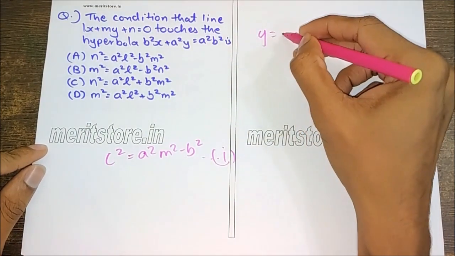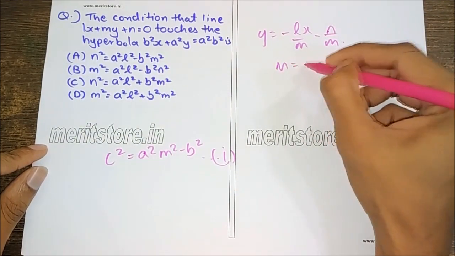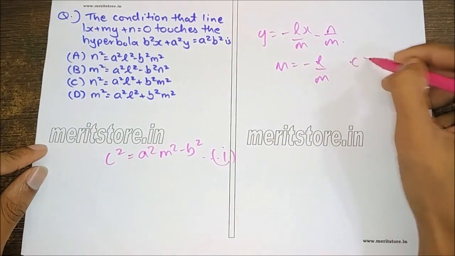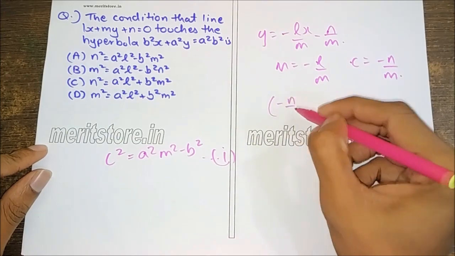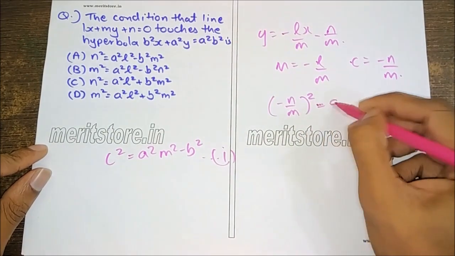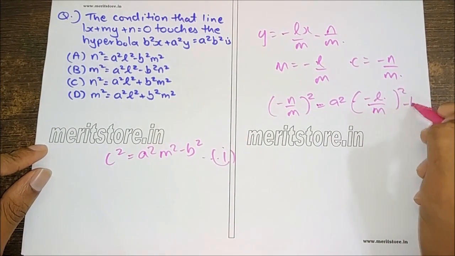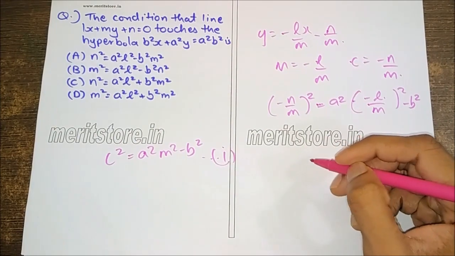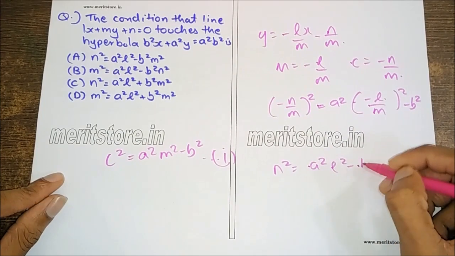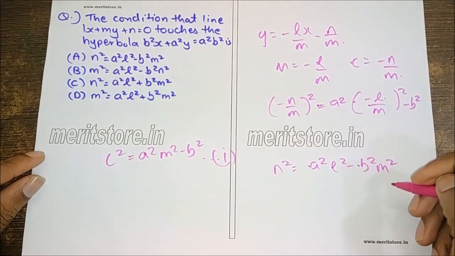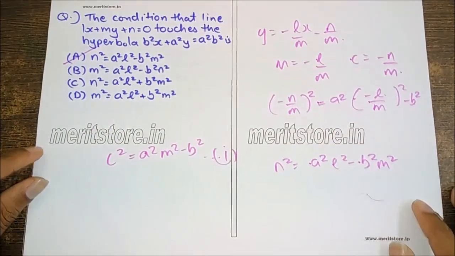Therefore, we have y = −lx/m − n/m, where m = −l/m and c = −n/m. From 1 we get (−n/m)² = a²(−l/m)² − b². Therefore, solving, we get n² = a²l² − b²m², and we see our answer matches option A. Therefore, option A is the correct answer.